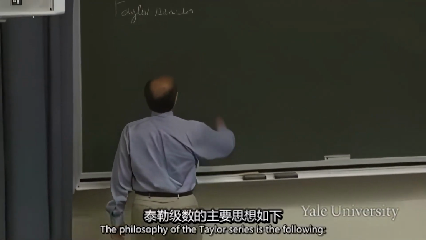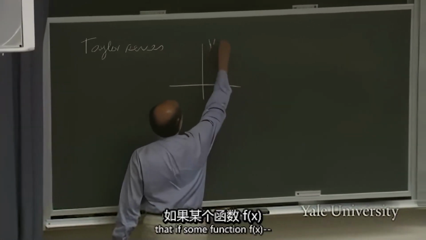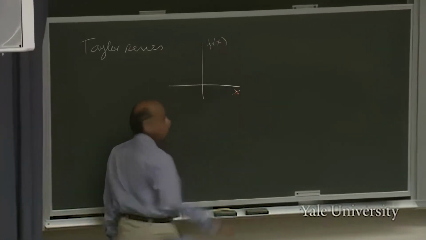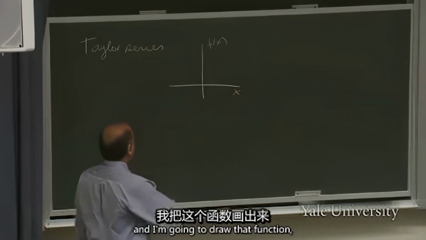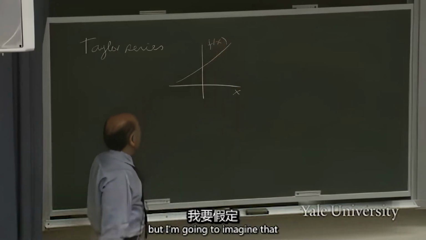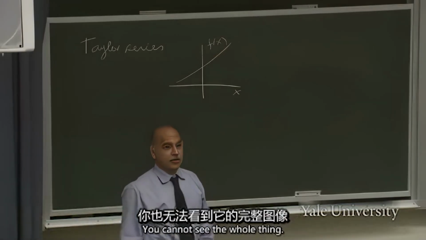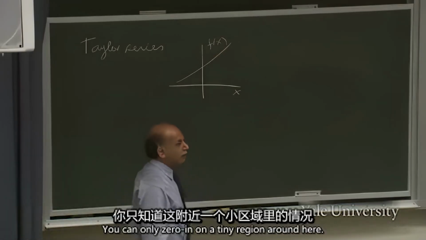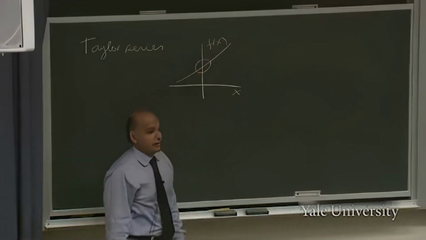The philosophy of the Taylor series is the following. There is some function f of x. And I'm going to draw that function, something like this. But I'm going to imagine that you don't have access to the whole function. You cannot see the whole thing. You can only zero in on a tiny region around here.